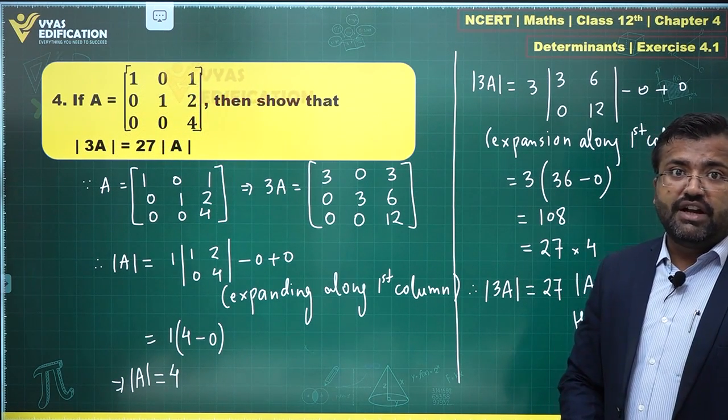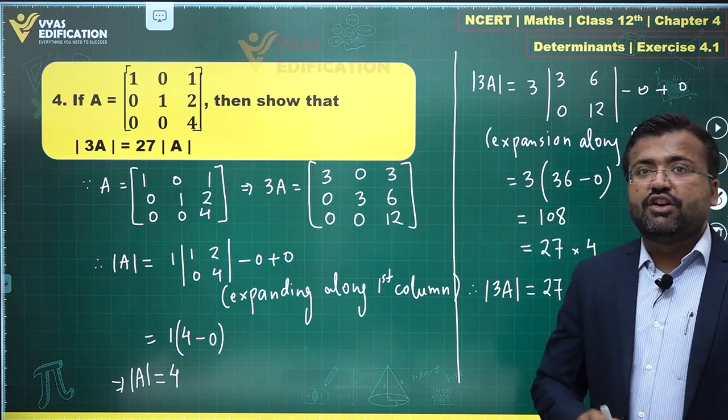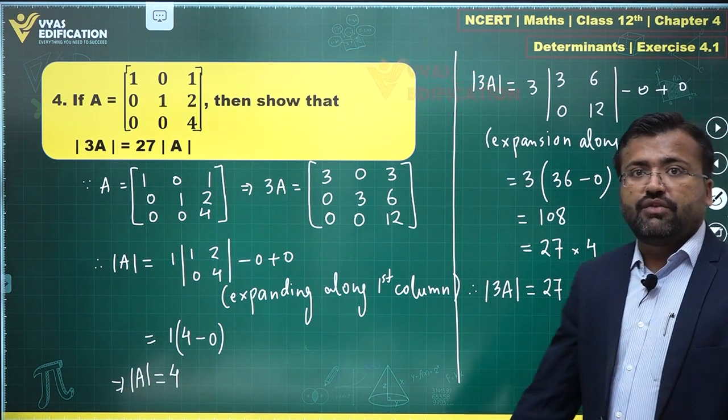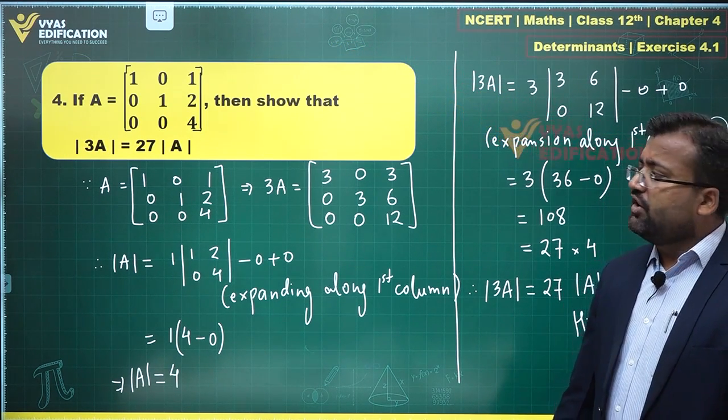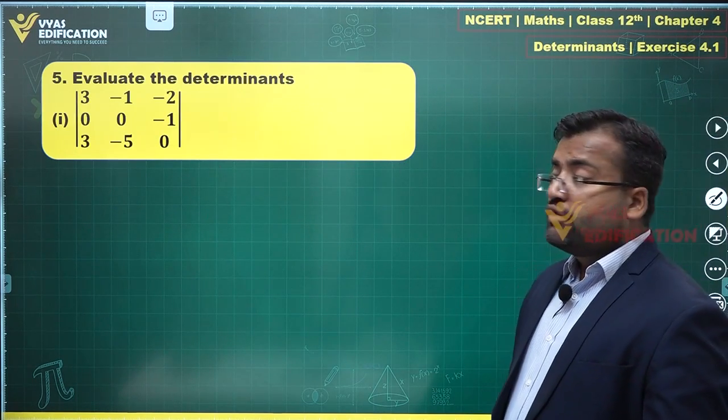Have we proved this completely? Yes, we have proved this completely. The determinant of 3a equals 27 times the determinant of a. That's a complete proof of this question. Is that all? Yes, that's all in this question. Let's solve this question next.